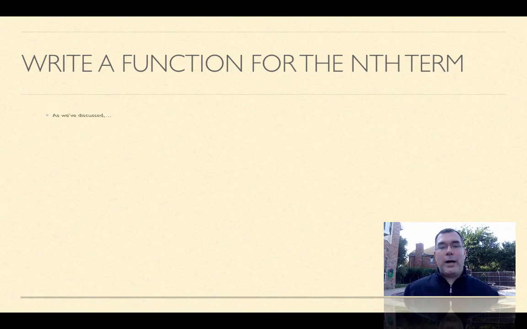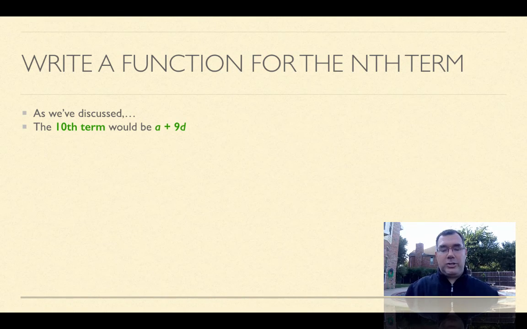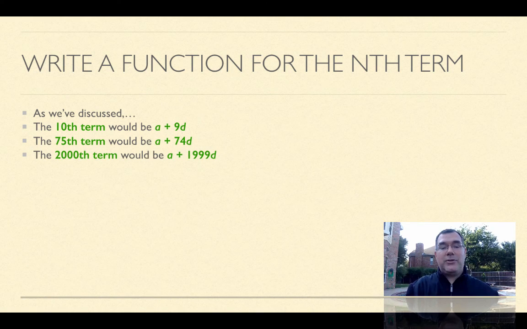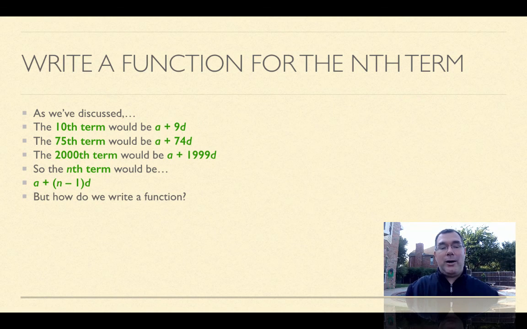Okay, so here's how I write a function for the nth term. We've talked about how the 10th term, for example, would be A plus 9D, the 75th term would be A plus 74D, the 2000th term would be A plus 1999D, so the nth term would be A plus n minus 1 times D. So how do I write that as a function? F of n is going to be some function, and n is going to be the variable.